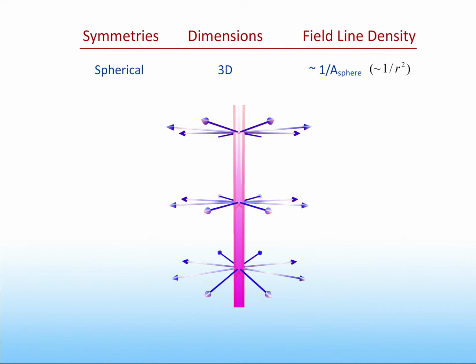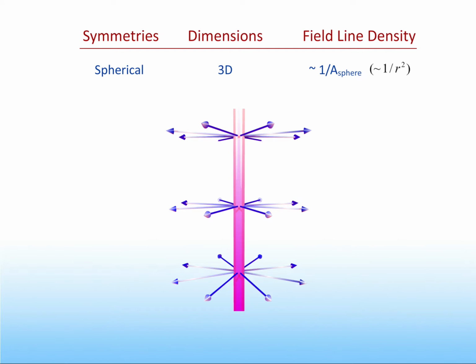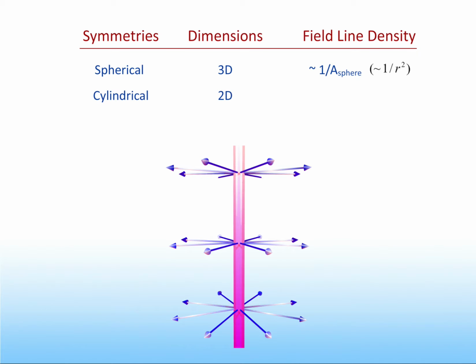If we squeeze the spherically symmetric charge distribution into a cylindrically symmetric distribution, the field lines become perpendicular to the axis and can expand only into 2 dimensions. Their density decreases as 1 over the surface area of a cylinder, or 1 over r.